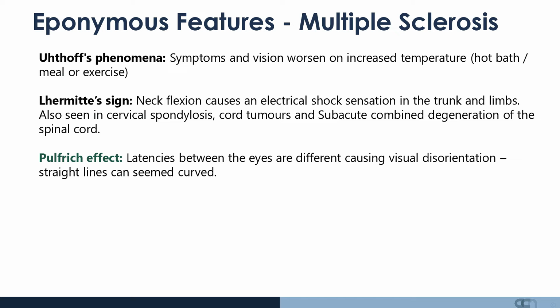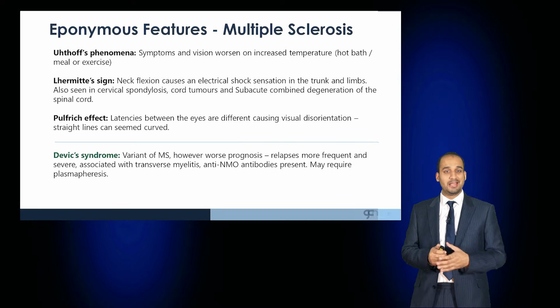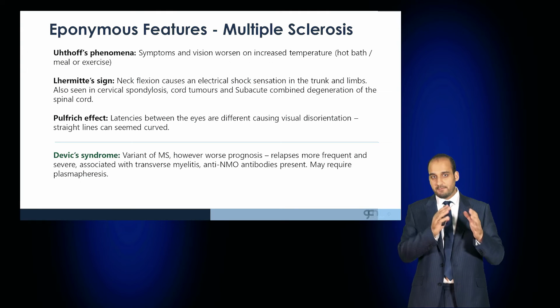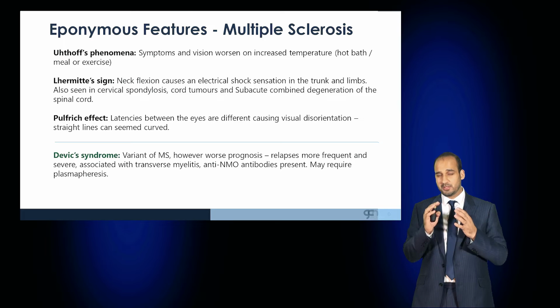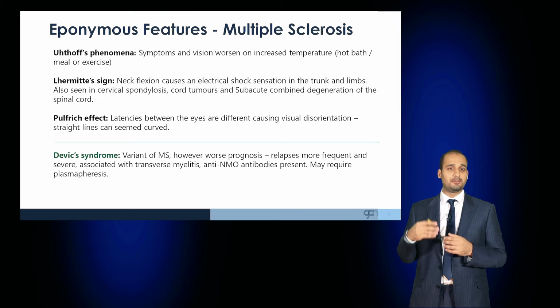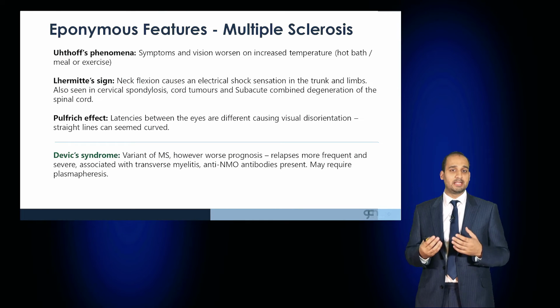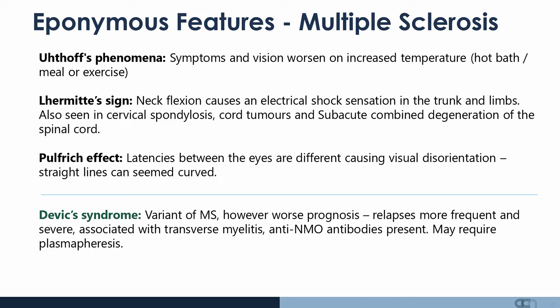There is a condition that you should discern multiple sclerosis from, and that's Devic syndrome. This is a variant of multiple sclerosis, but with a worse prognosis. Relapses are more frequent and severe and associated with a transverse myelitis. Anti-NMO antibodies, anti-neuromyelitis optica antibodies, may be present, and these patients will require plasmapheresis and more aggressive interventions.